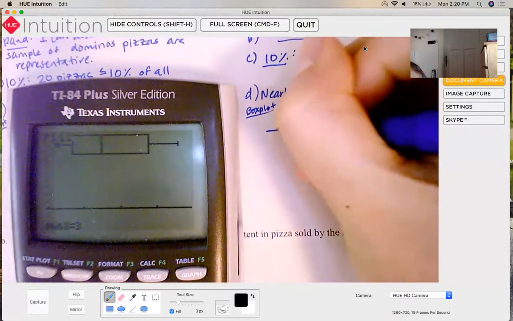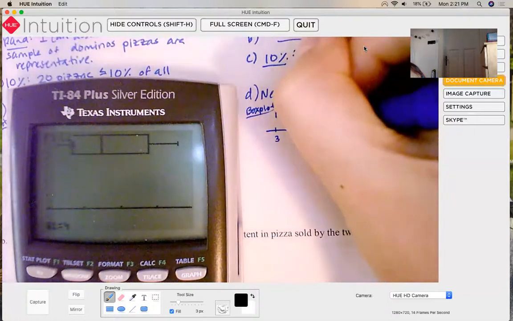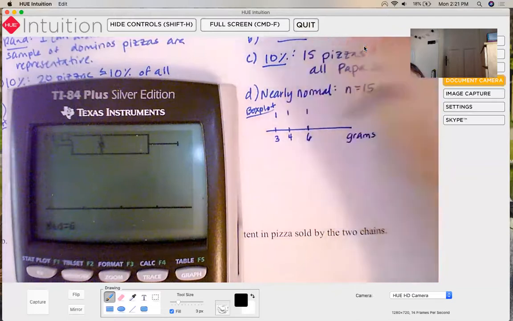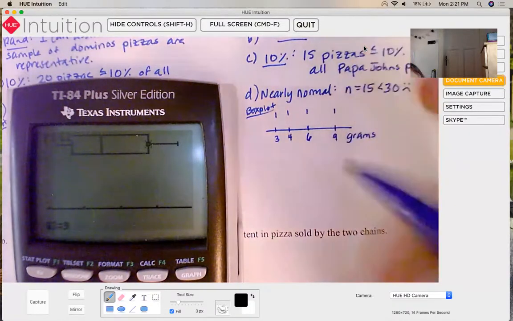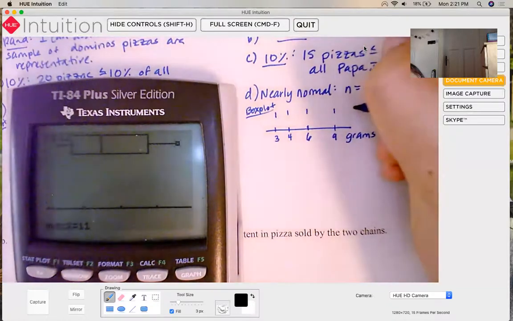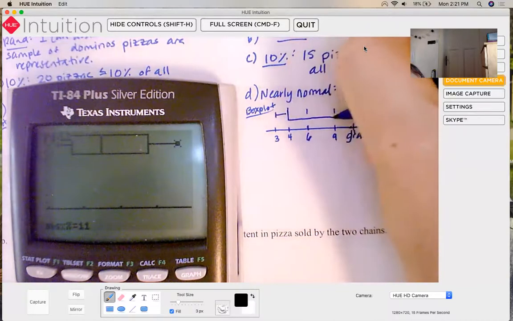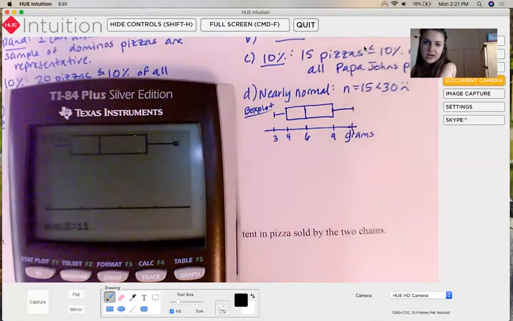So this is 3, 4, jumping over to 6, jumping way over to 9, and our last point is also at 11. Again, this is called the 5-number summary when you talk about your Q1 and your min and your max and your Q3 and the median.